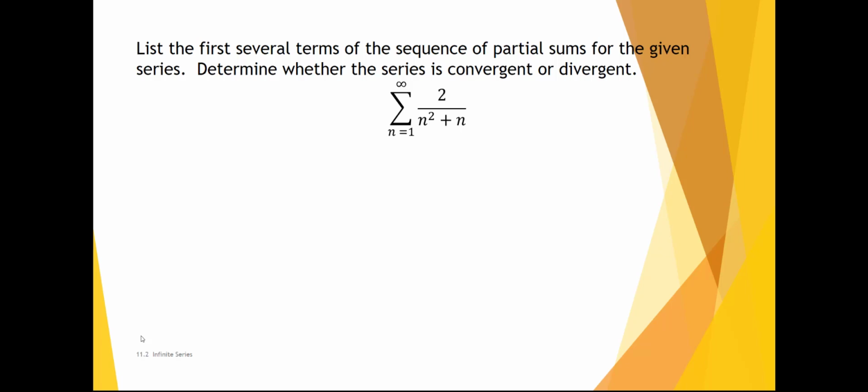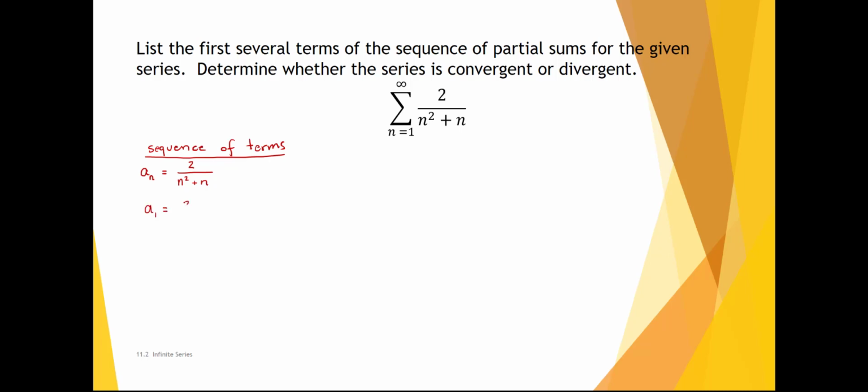I want to point out that for each series, we have two sequences associated with that series. We have the sequence of terms, and typically we notate the terms by a sub n. So a sub n is 2 divided by n squared plus n. So we can list several of these.